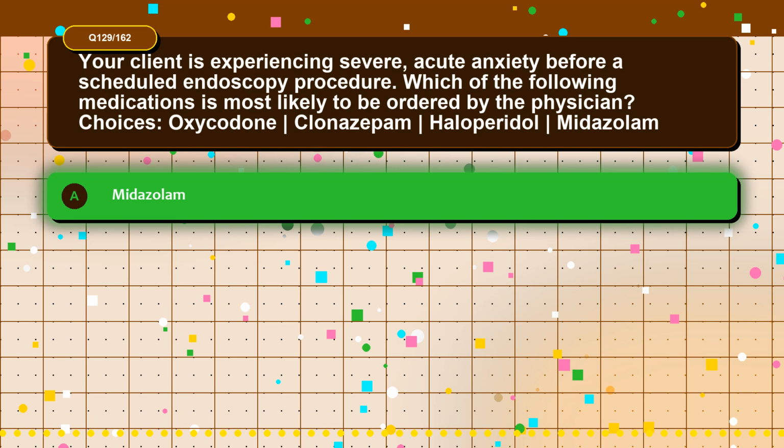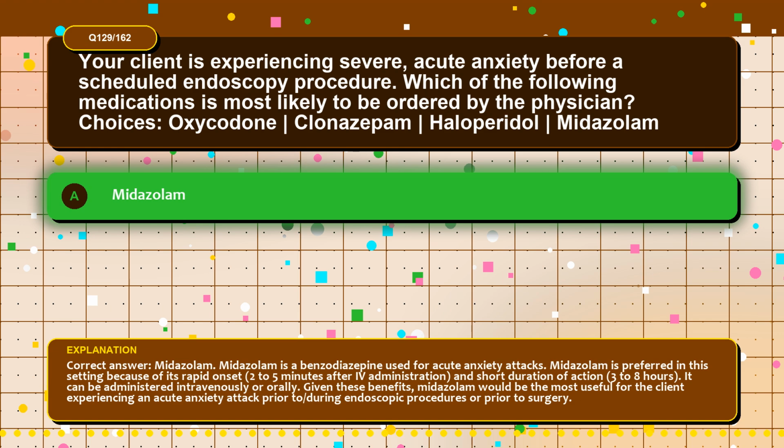The correct answer is option A. Midazolam. Correct answer, midazolam. Midazolam is a benzodiazepine used for acute anxiety attacks. Midazolam is preferred in this setting because of its rapid onset, 2 to 5 minutes after IV administration, and short duration of action, 3 to 8 hours.